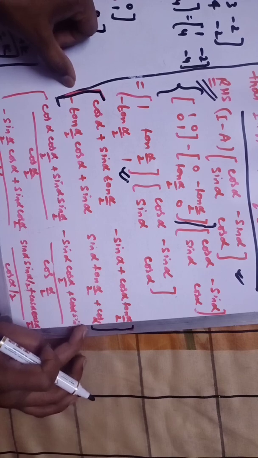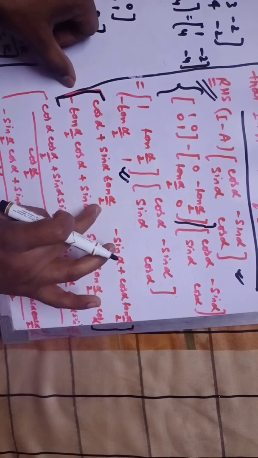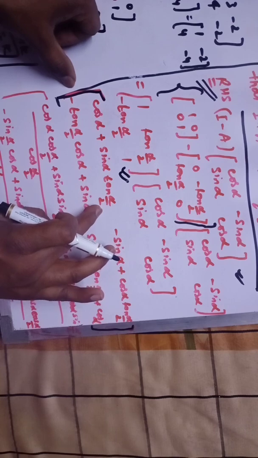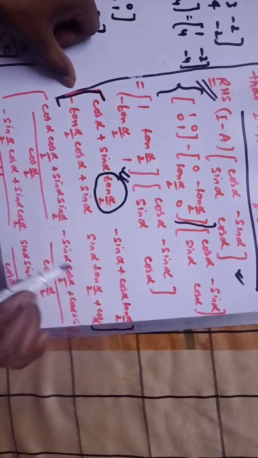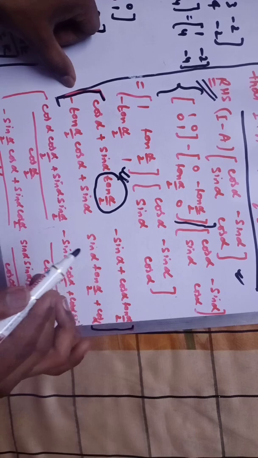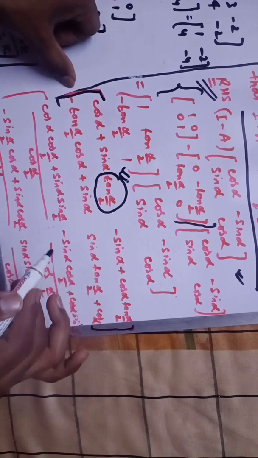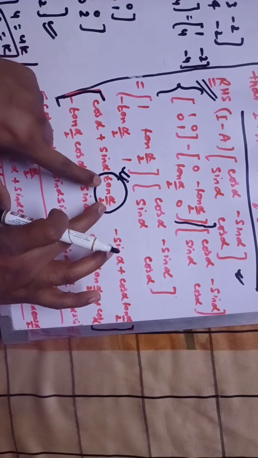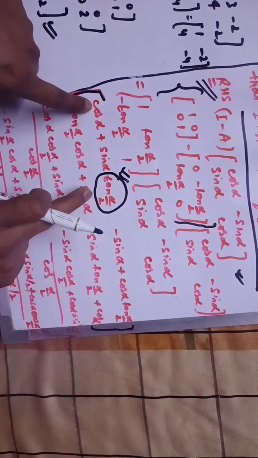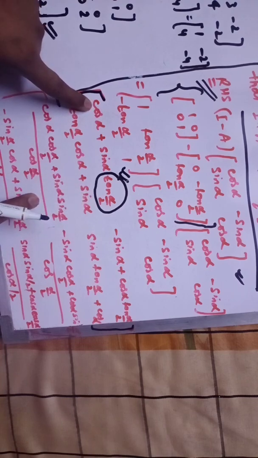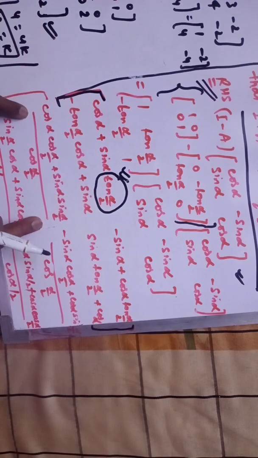Fine. Now in the next step you have to break tan alpha by 2. In place of tan alpha by 2, as we know that tan alpha by 2 is equal to sin alpha by 2 divided by cos alpha by 2. So when you write sin alpha by 2 over cos alpha by 2, cos alpha by 2 will come in the denominator, and then you have to take the LCM. After solving this, you have to take the LCM. After taking the LCM, you will get this equation.